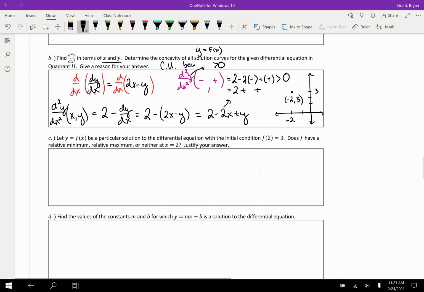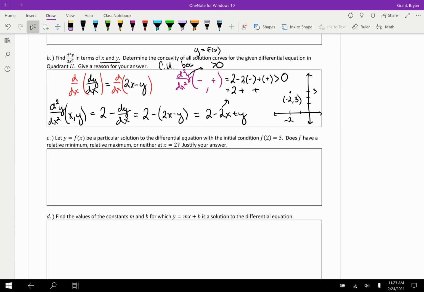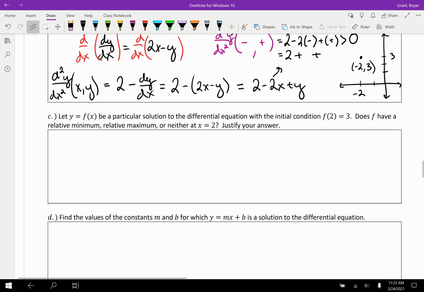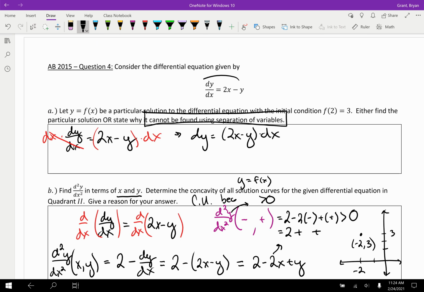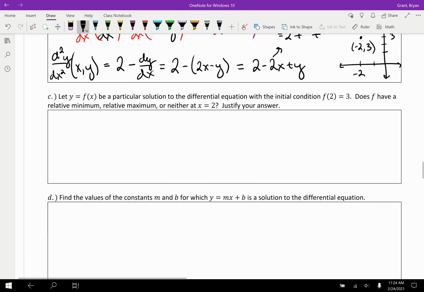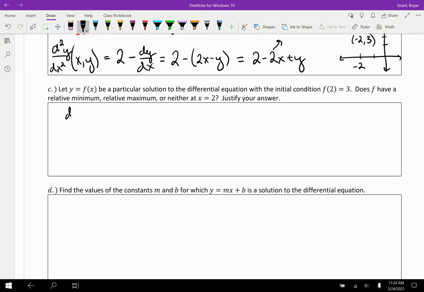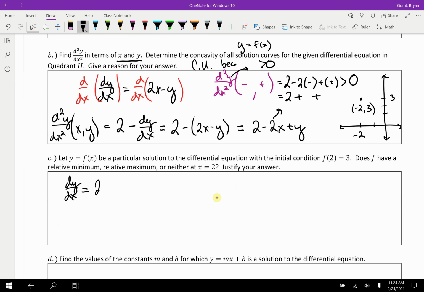All right, third one. Let y equals f of x be a particular solution with the initial condition f of 2 equals 3. Does f have a relative min, max, or neither at x equals 2? Well, this is also kind of a wild problem, because to find mins and maxes of an equation, don't you have to take the derivative of that equation? Oh, but we already know the derivative of that equation. It's up here. How exciting. So we know the derivative is dy dx equals, and they told us it was 2x minus y. Awesome.